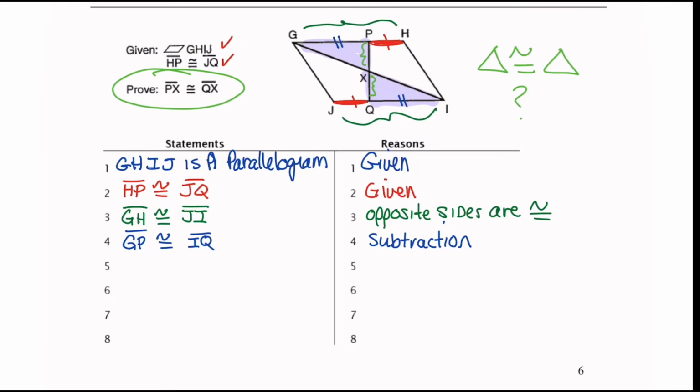Next, we could use something else we see here. Maybe you're just looking at the picture and it pops up, oh, I see a pair of vertical angles. So maybe that's going to be key in making something work here. So we have angle GXP would be congruent to angle IXQ because vertical angles are congruent.